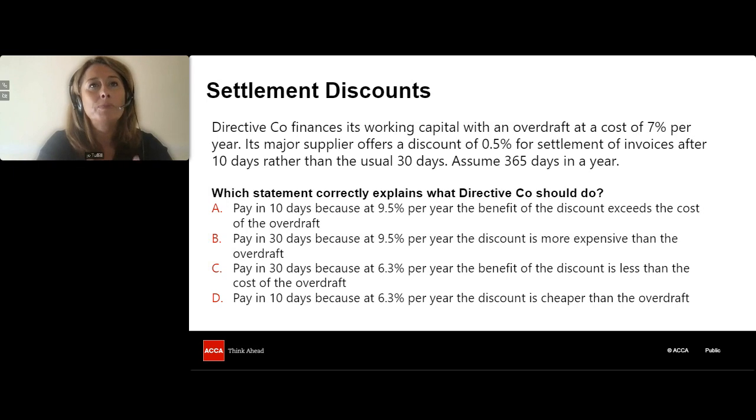You've got to decide whether it's beneficial to take the discount or not. What you have to do is annualize that 0.5% settlement discount. Now, the 0.5% settlement discount applies to 20 days because you're paying within 10 days rather than the 30 days, so you're getting a 20-day benefit. So we have to annualize that 20-day 0.5% discount so that we can compare it to the annual 7% on the overdraft. Now, if the benefit exceeds the overdraft cost, then we would accept the discount. So let's have a look at how you would answer this.